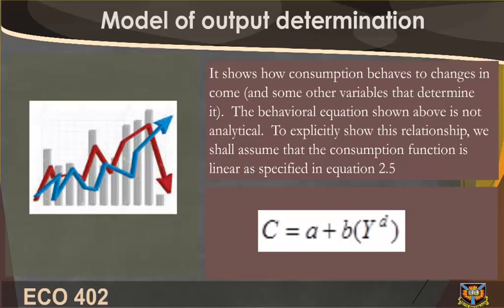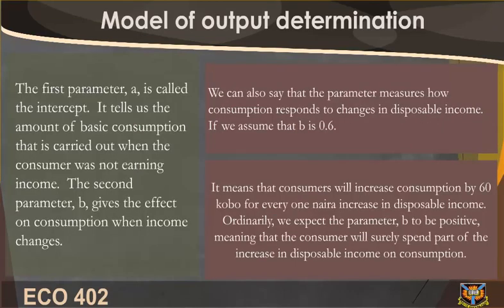The behavioral equation shown above is not analytical. To explicitly show this relationship, we shall assume that the consumption function is linear as specified in equation 2.5. The first parameter, A, is called the intercept. It tells us the amount of basic consumption that is carried out when the consumer is not earning income. The second parameter, B, gives the effect on consumption when income changes. We can also say that the parameter measures how consumption responds to changes in disposable income.